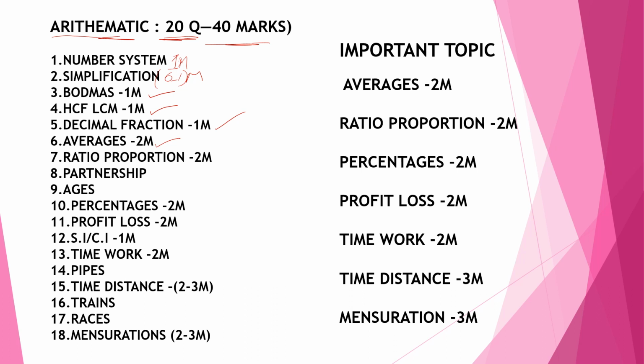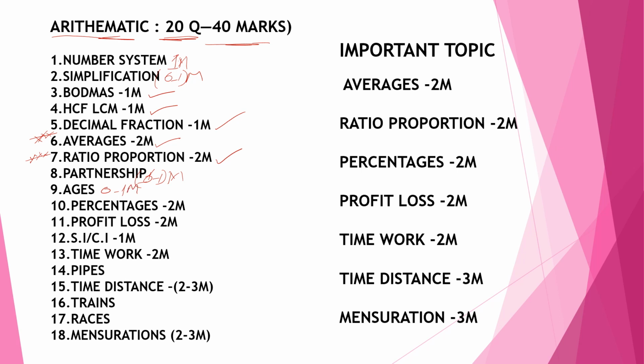Averages, 2 marks. Averages is an important topic here. From this we can get 2 marks. Ratio proportion, 2 marks. From this also we can expect 2 marks. Partnership, we can expect 0 to 1 mark. Ages is also 0 to 1 mark we can expect here.